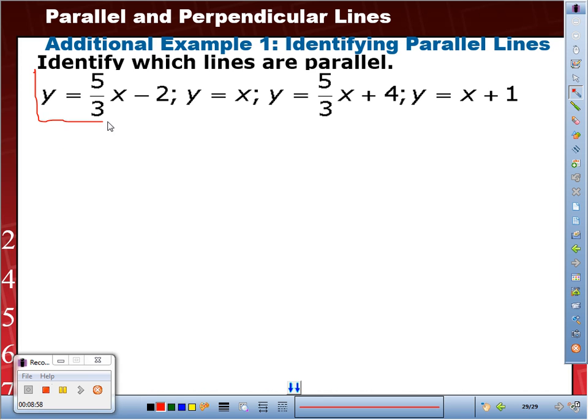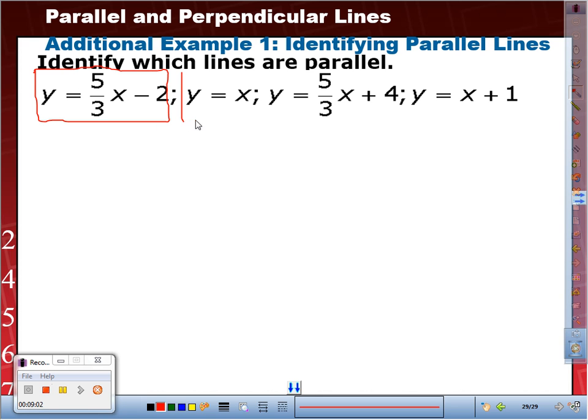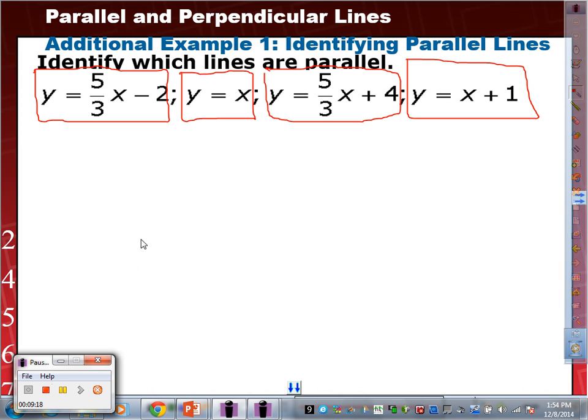Here's one. Here's another. Here's another. And here's another. You don't need graph paper. We're going to identify parallel lines without graphing right now. Copy that, please. Okay, here we go. Can you read us step 1 from the notes, please, David?